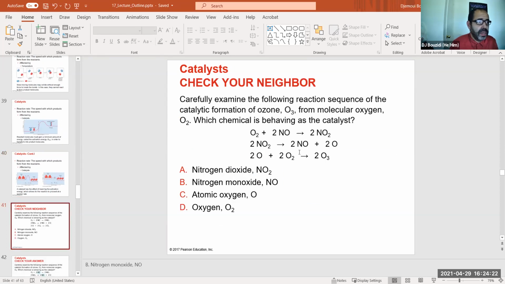Here is another example of a catalyst. You have an oxygen molecule reacting with two molecules of nitrogen monoxide, giving you two moles, if you want to count moles, of nitrogen dioxide. The two nitrogen dioxides will break naturally into two, again, nitrogen monoxides plus two oxygen atoms by themselves. Now, the two oxygen atoms will react with the two molecules of oxygen and form two new molecules of O3. So this is actually a good thing in the sense that nitrogen monoxide now is the catalyst in here because it's required from the beginning. And at the end, it's released in its full integrity.